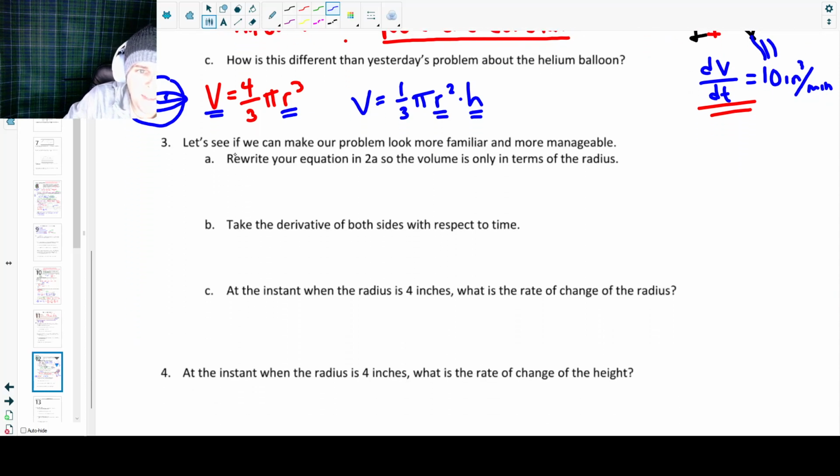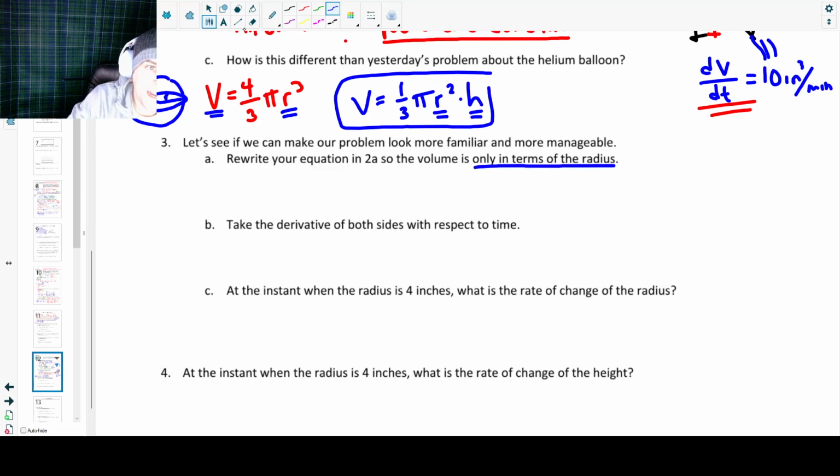Okay, let's see if we can rewrite the problem to look more familiar, more manageable. So we're going to rewrite our equation in 2a. So that's the volume of the cone equation that I have right here. But we're going to try to do it so that the volume is only in terms of radius. And so this goes back to something that I mentioned before.